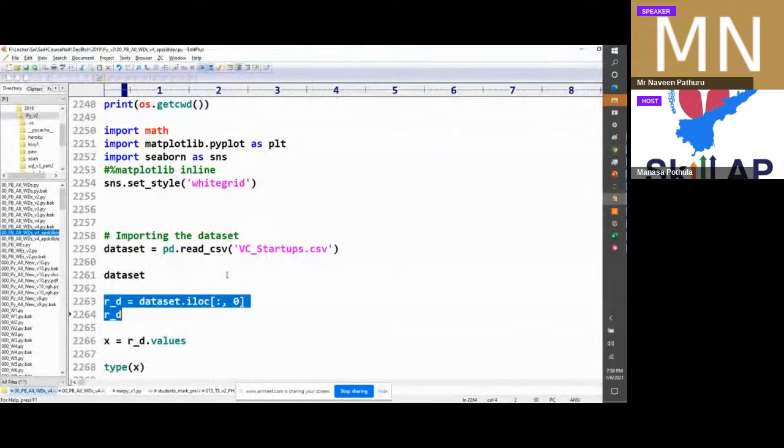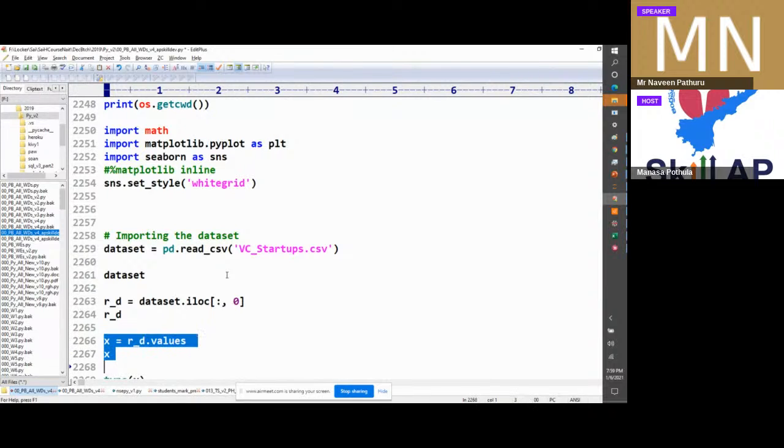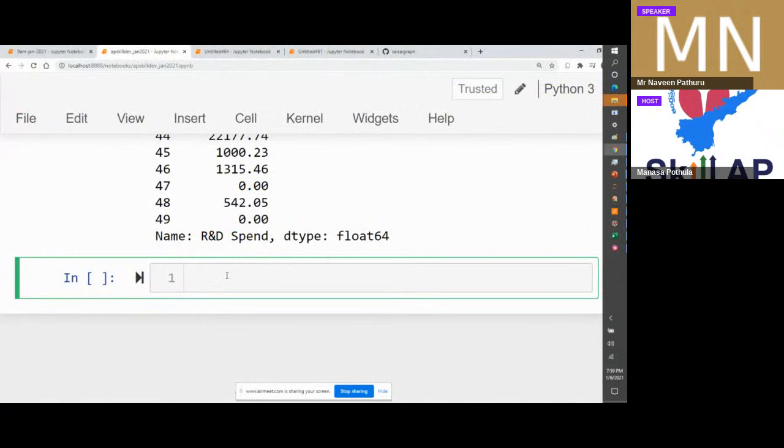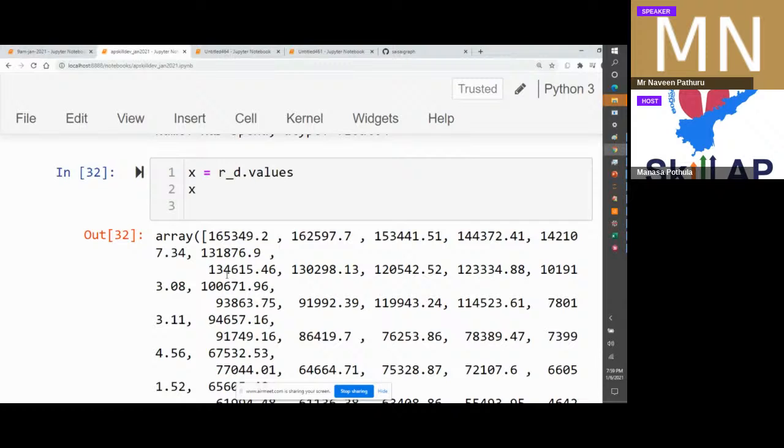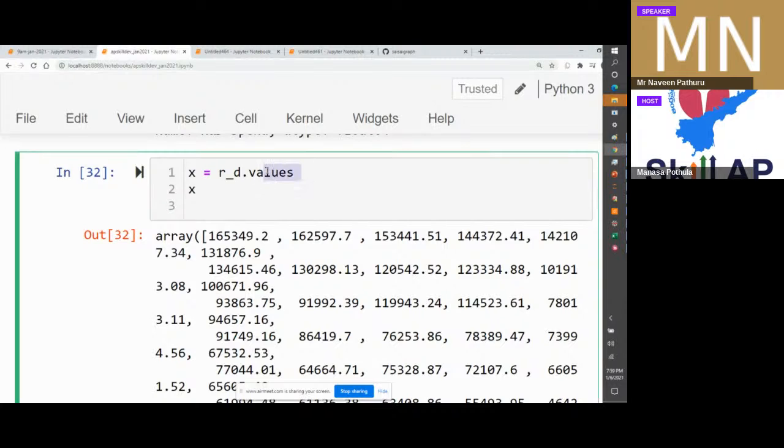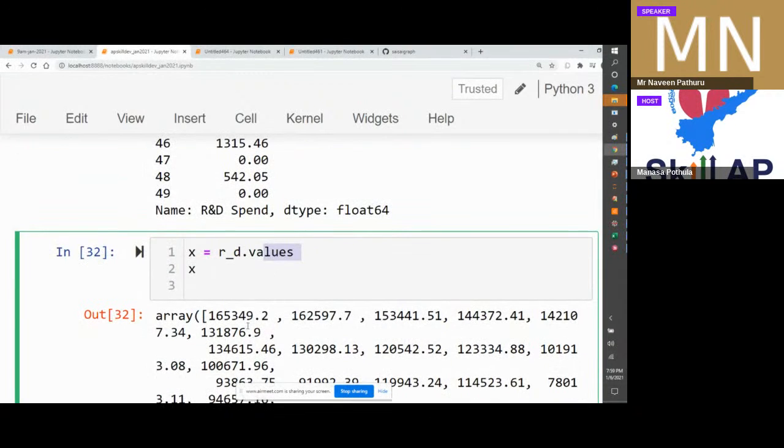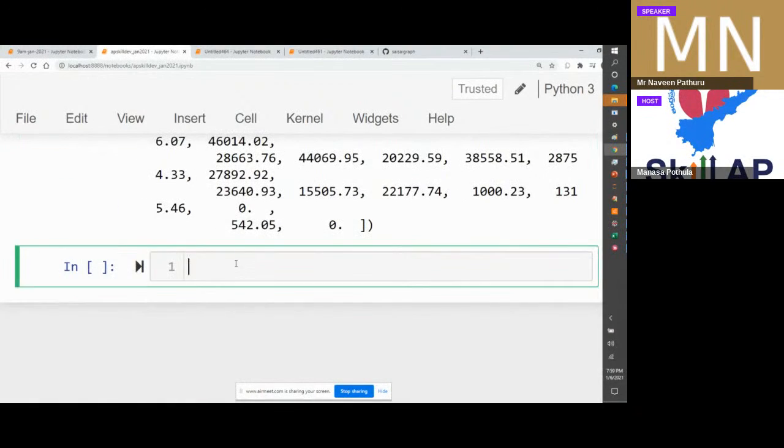Then we'll come here and say R&D.values, and here is X. With R&D.values, we are converting it to a NumPy array. Why did we convert it to a NumPy array? Because we will give this data to a machine learning algorithm. Machine learning algorithms take NumPy arrays as input. They don't take data frames. So you convert the data frame into a NumPy array. We're going to call that X.